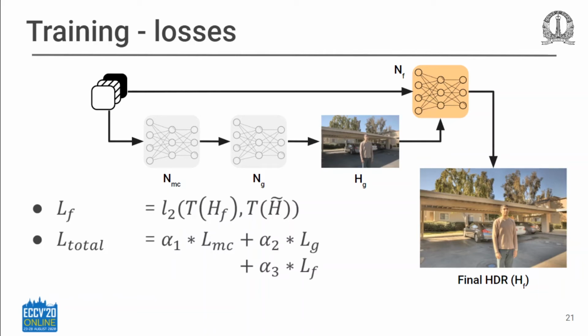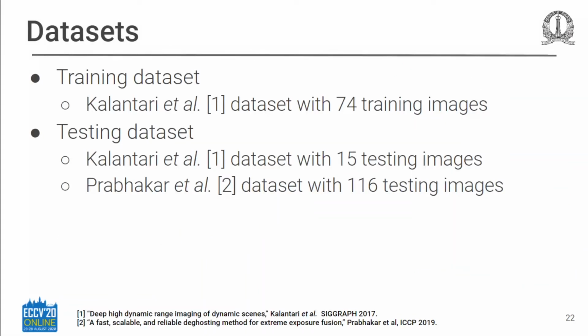We assign a low value of 1e-4 for alpha 2 and alpha 3 for the initial 25 epochs, thus making the NMC model learn better segmentation maps that could improve NG. From the 26th epoch till 50th, we set alpha 2 to 1, and for epochs after 75, all 3 weights are assigned to 1. We trained our model on a dataset provided by Kalantari et al. It consists of 74 training and 15 testing images with the ground truth.